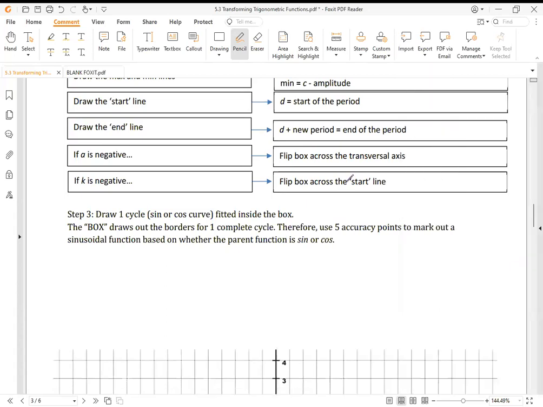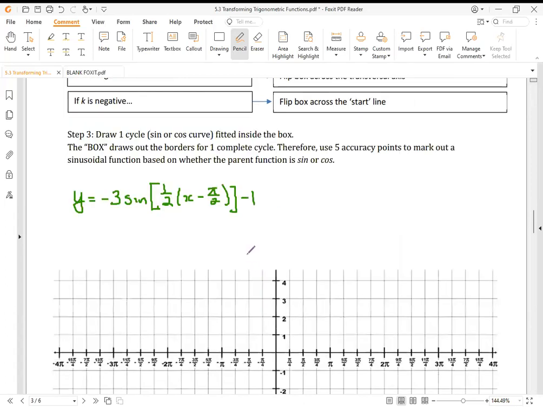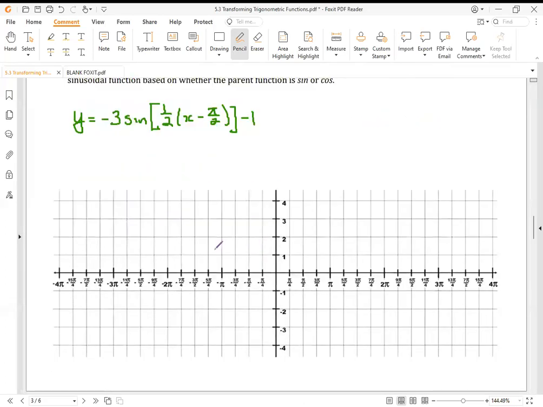I'm going to end up rewriting it. y is equal to -3 sine 1/2 x minus pi over 2 minus 1. All right. I understand that I made a mistake.